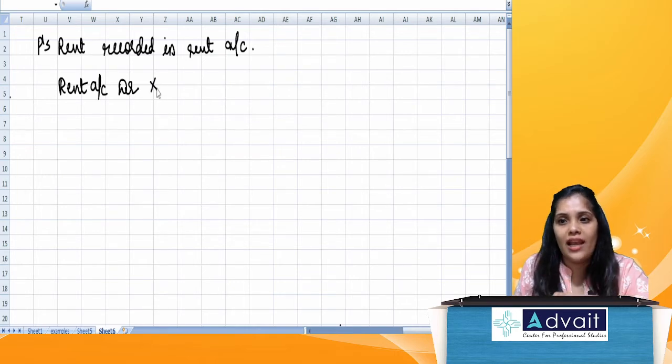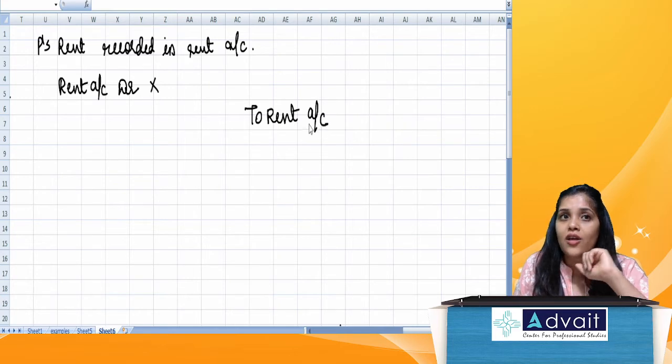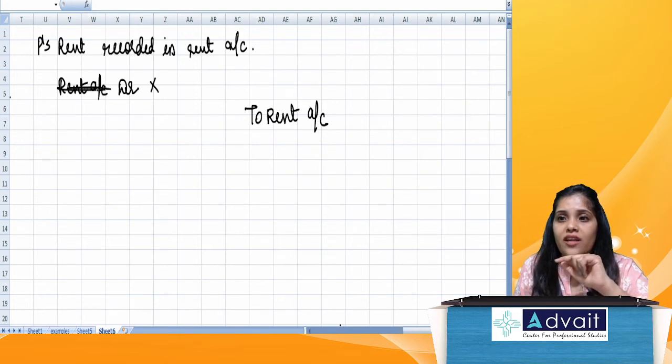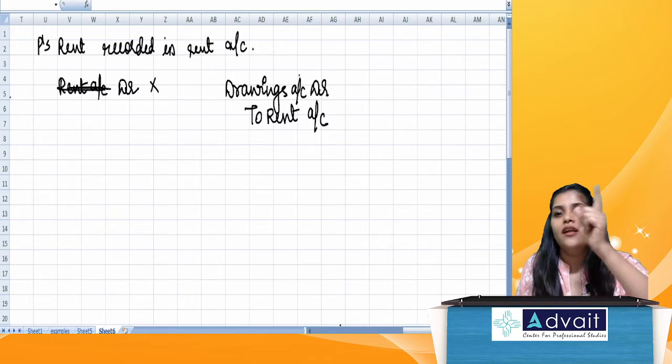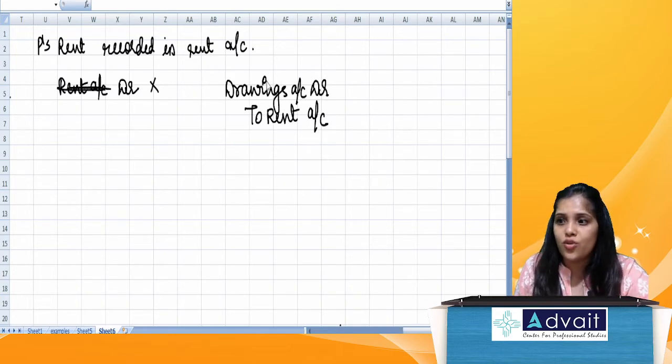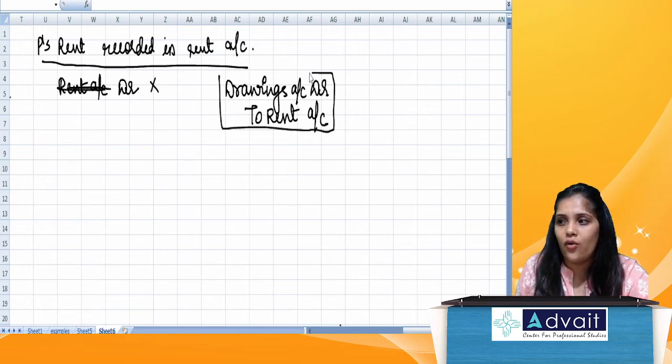So rent account was wrongly debited. Correct. So, if you want to nullify this, what will you do? Very good. She's telling, ma'am, you credit it. So, credit to rent account. And what you should have debited instead of rent? Fantastic. Ma'am, you should have debited to drawings account. But you have debited rent account. I should have debited drawing, not debited, now debit. I have debited rent wrongly, now credit to nullify. Okay. So, proprietor's rent recorded in rent account. So, what is the rectification entry? Drawings account debit to rent account.